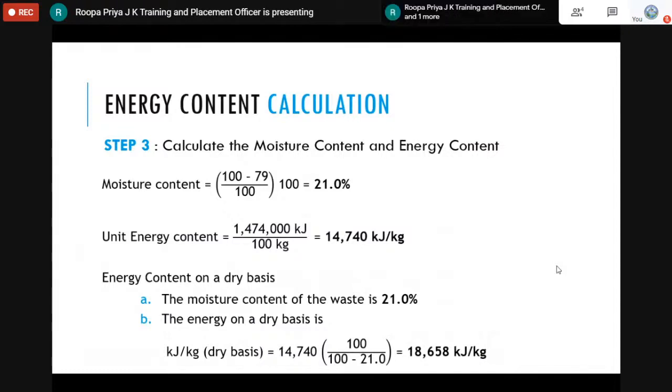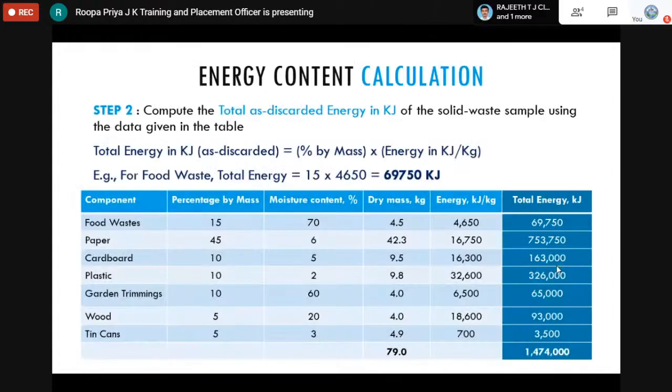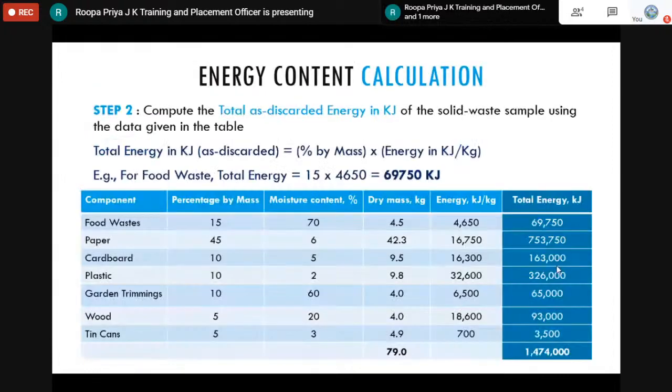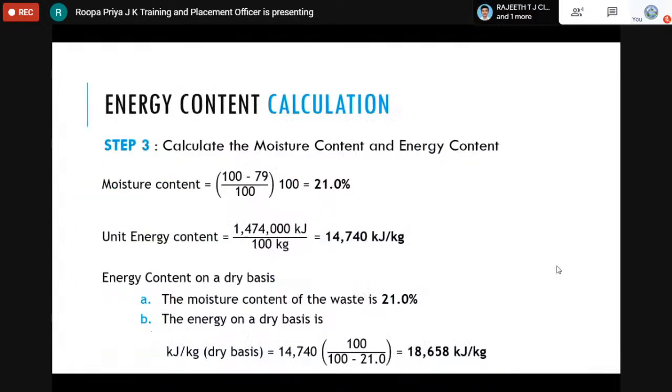As you know, moisture content calculation is very simple. So you've got 79 as the dry mass in kg in the previous step. So you have to use that value here. So moisture content will be equal to 100 minus 79 divided by 100 into 100. That is 21%. And unit energy content is calculated by the total energy in kilojoule, which is obtained by this computational table, divided by 100 kg of the waste. So that gives you 14,740 kilojoule per kg of the unit energy content.